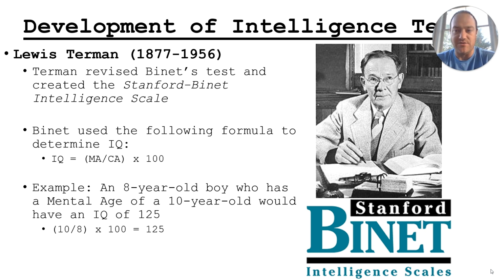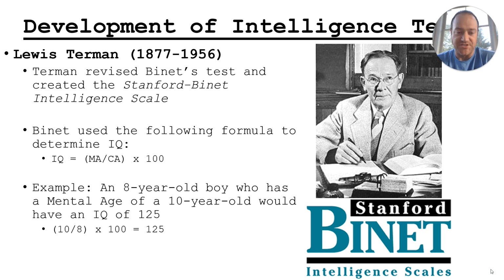IQ stands for intelligence quotient, if you ever wondered what IQ stands for. The reason is that it does use division, quotient for division. What he did was take the mental age that someone would score on this test, divide it by their chronological age, and then multiply it by 100. That is why the average IQ score is 100. Because if you're 10 years old and you have a 10-year-old mental age, you divide 10 by 10, that's 1, times 100, 100. That's the average score.